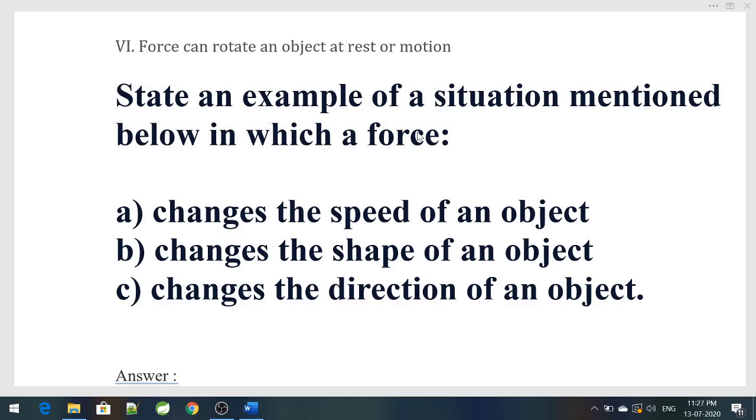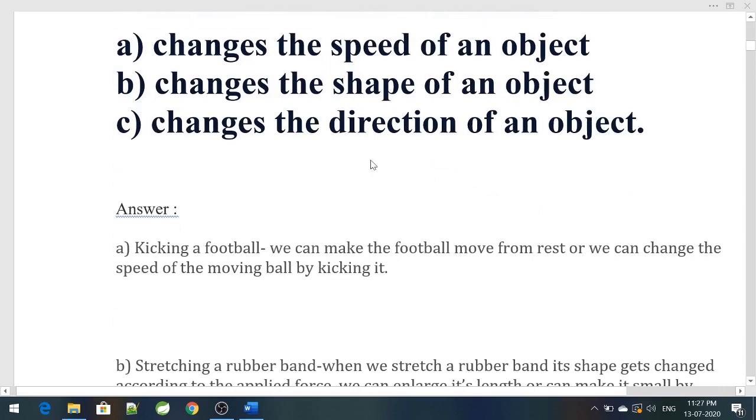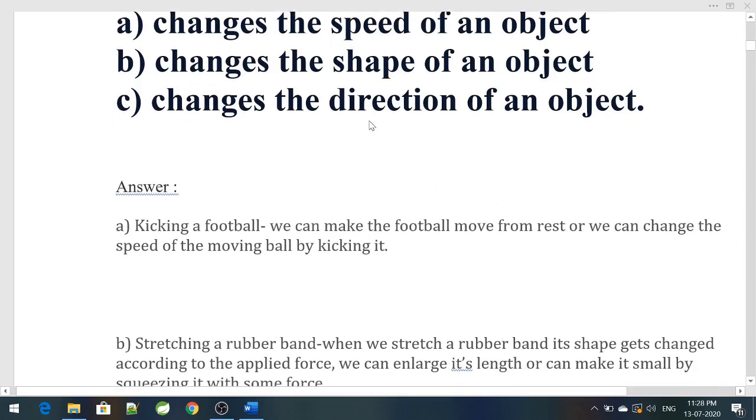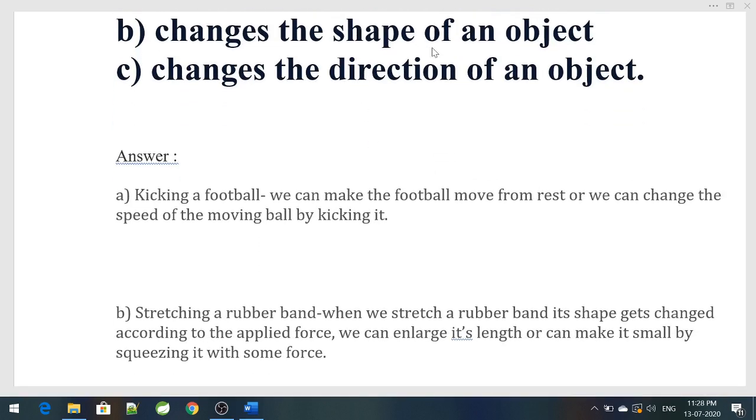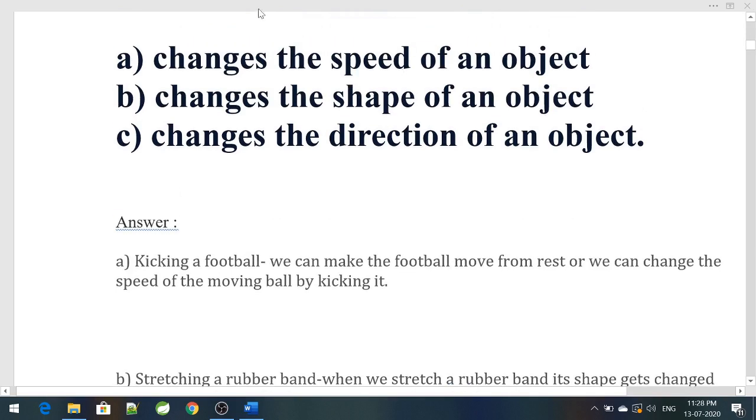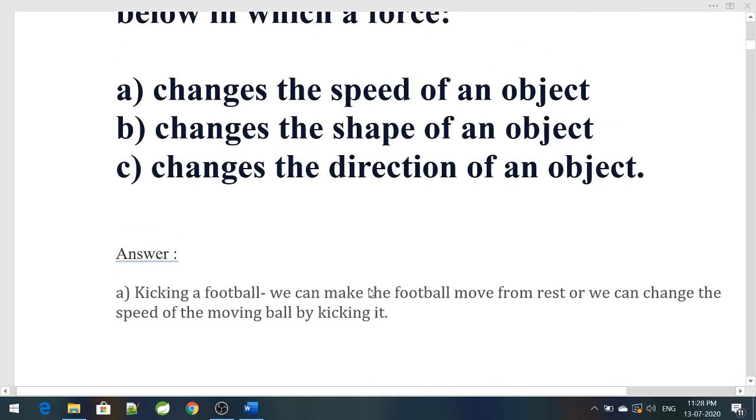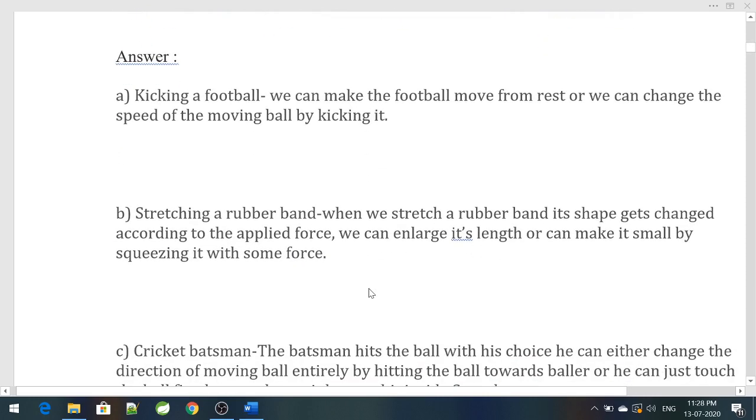State an example of a situation mentioned below in which a force changes the speed of an object. Here we have the change in the shape of an object example. So, the speed of an object: how can the speed be changed? Kicking a football. We can make the football move from rest, or we can change the speed of the moving ball by kicking it.